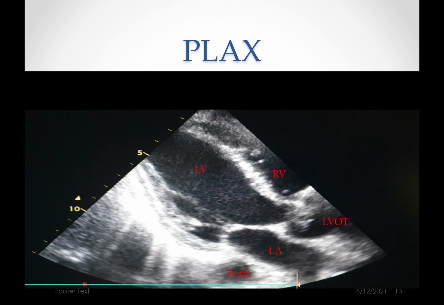This is a snapshot of the parasternal long axis view, and you can see the left atrium, the left ventricle on the left, and the left ventricular outflow tract, or your aorta, on the right side, right ventricle on the top side of the screen, and your descending aorta down here.